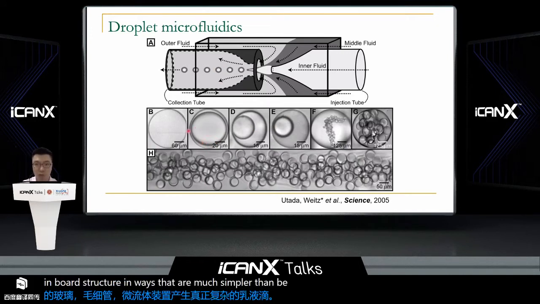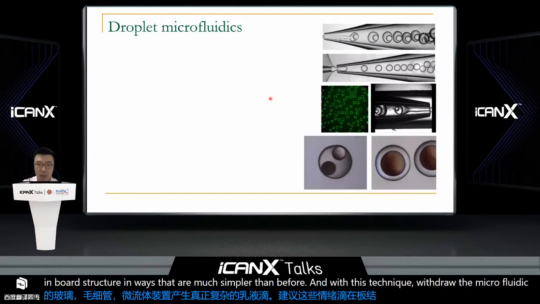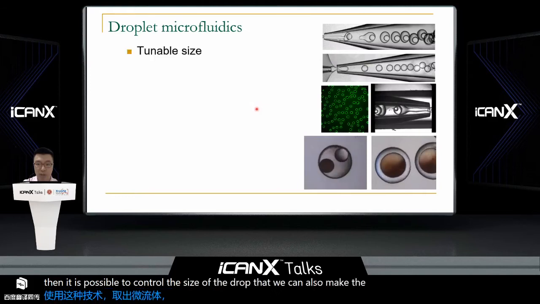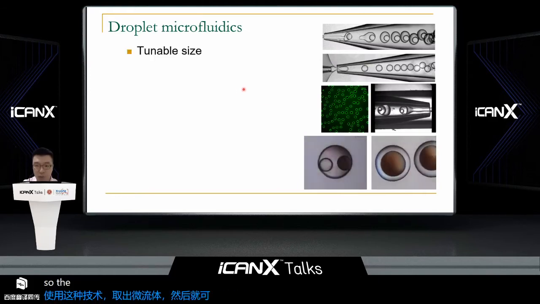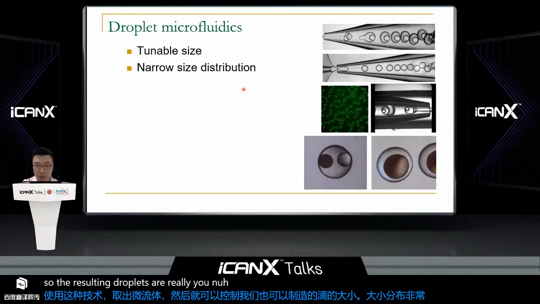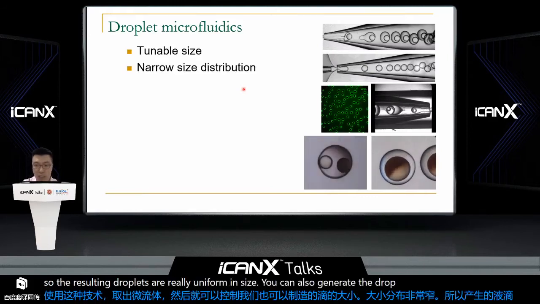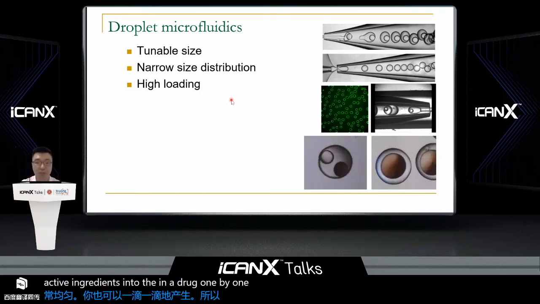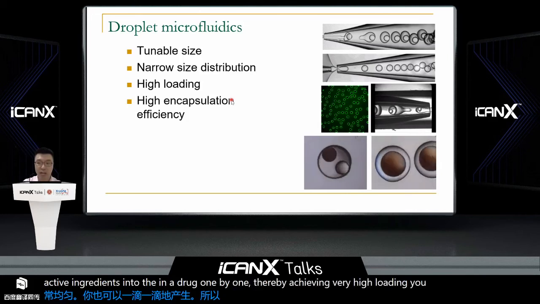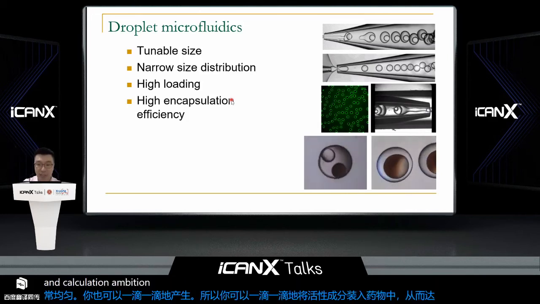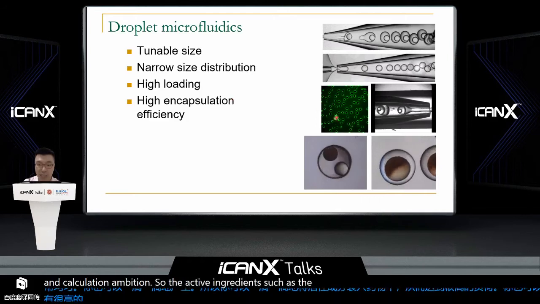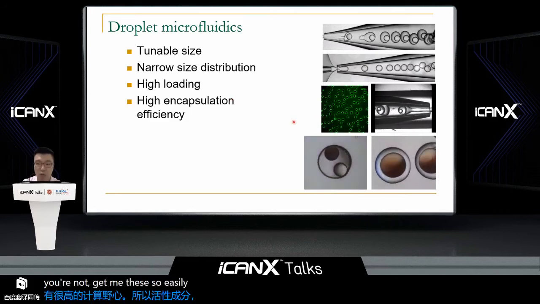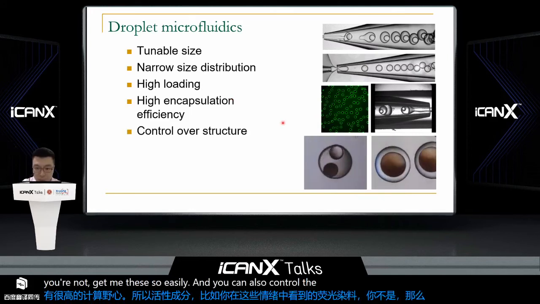With this technique, with droplet microfluidics, it is possible to control the size of the droplet. We can also make the size distribution very narrow, so the resulting droplets are really uniform in size. You can also generate the drops one by one, so you can load the active ingredients into the inner droplet one by one, thereby achieving very high loading. You can also have very high encapsulation efficiency. So the active ingredients, such as the fluorescent dyes you see in these double emulsion droplets, do not get released so easily. And you can also control the droplet structure relatively easily.